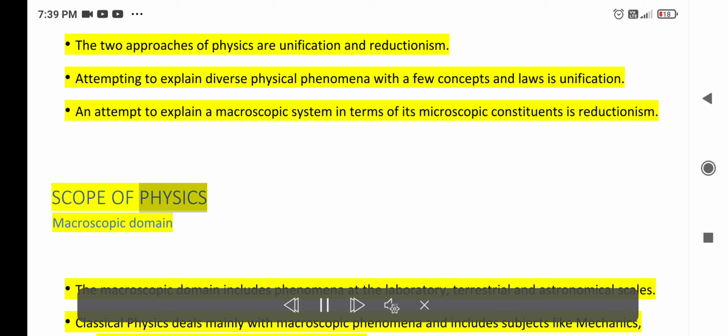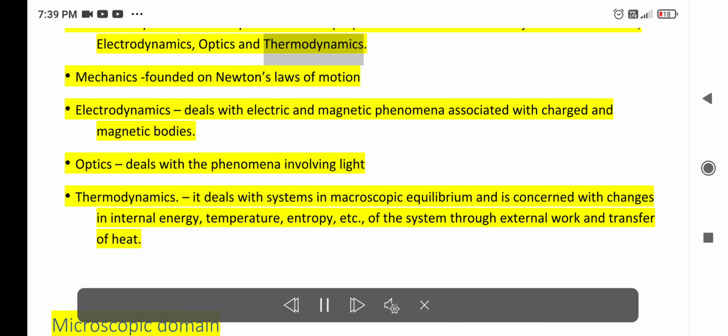Scope of physics. Macroscopic domain. The macroscopic domain includes phenomena at the laboratory, terrestrial and astronomical scales. Classical physics deals mainly with macroscopic phenomena and includes subjects like mechanics, electrodynamics, optics and thermodynamics. Mechanics is founded on Newton's laws of motion. Electrodynamics deals with electric and magnetic phenomena associated with charged and magnetic bodies. Optics deals with the phenomena involving light.